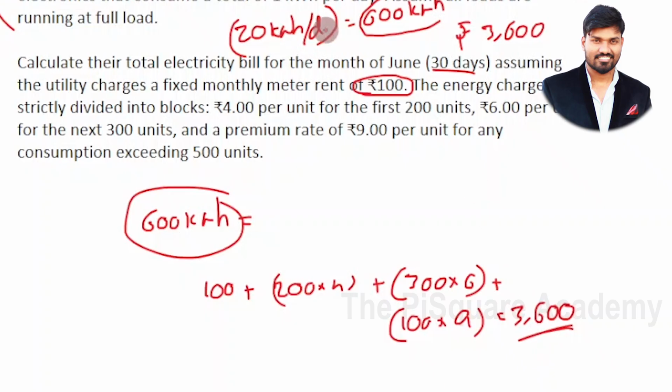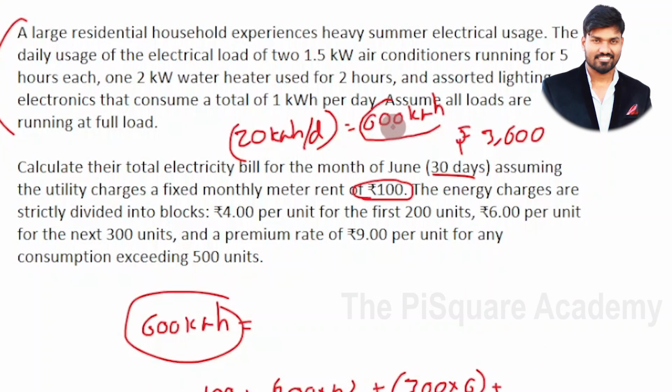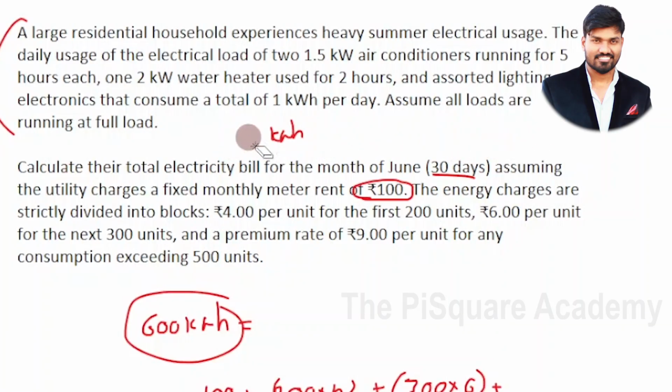Now how to get to this? By using this information, you will get daily usage. Once you get the daily usage of 20 kilowatt hour per day, you multiply with 30, you get 600. If it is 31 days, you multiply with 31. Simple. Now let us solve this part. Let's come to this 20 kilowatt, whether it is right or not.